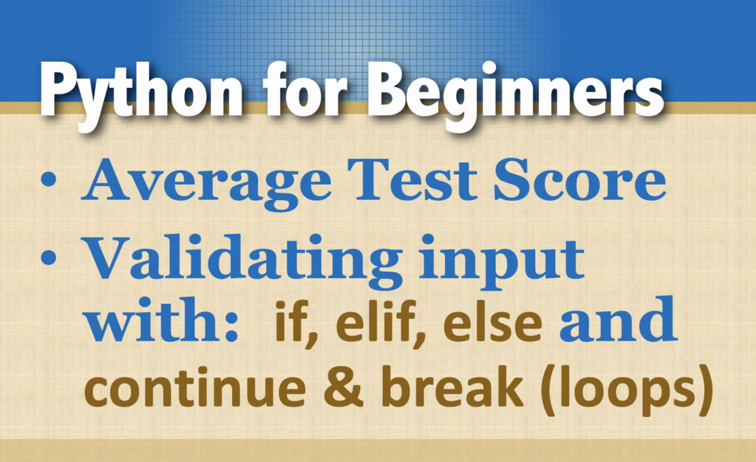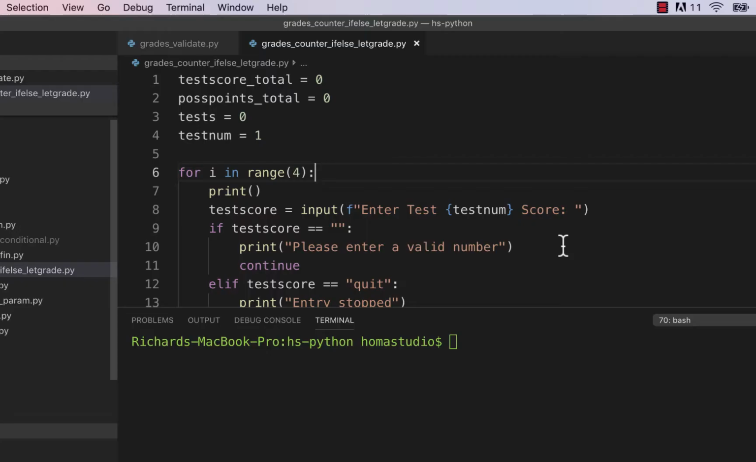In this Python for Beginners video, we're going to go back to our average test score exercise, and this time we'll be validating the input of the user to try and avoid any errors from occurring. And we're going to be using if, elif, else statements, and we're also going to use continue and break statements to affect the loops that we're using.